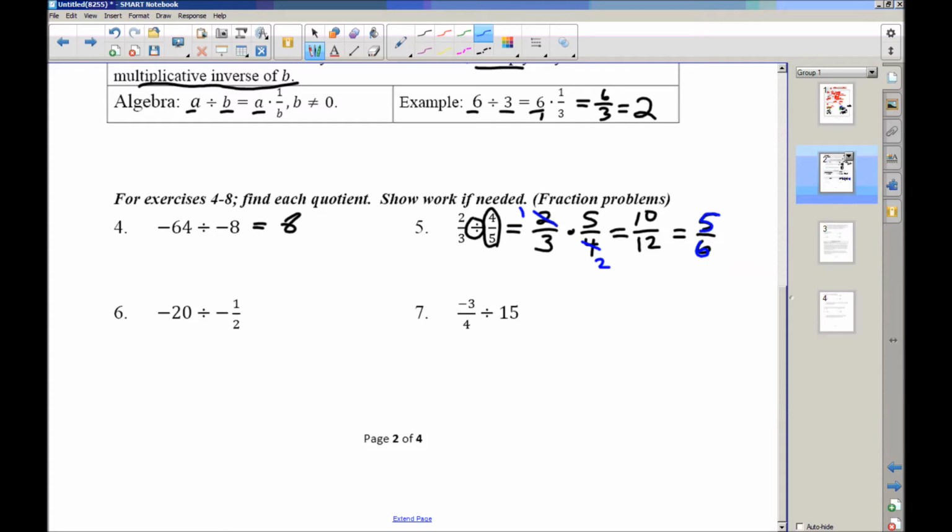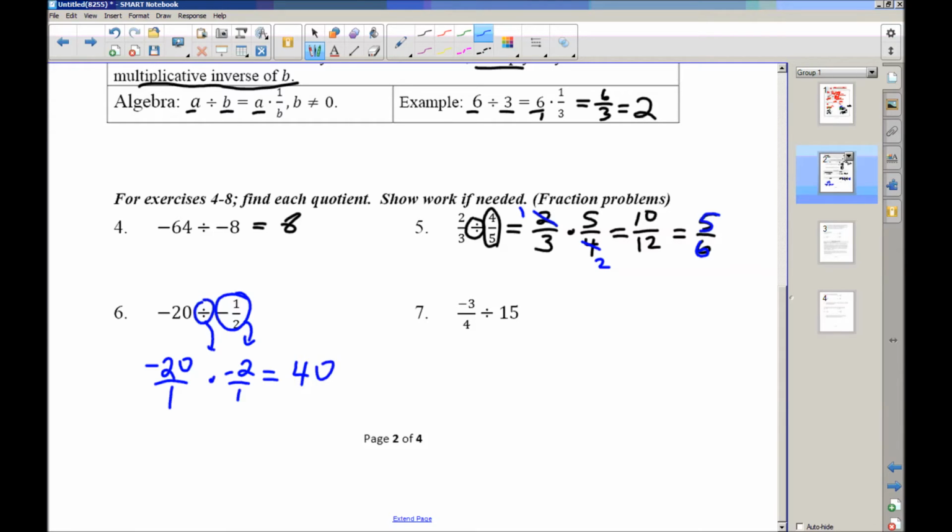So you can just multiply and then reduce, or you can reduce and then multiply out the final answer. Okay? All right, so number 6, this is negative 20. I'll go ahead and put it over 1 times, changing divide to times. And then I got to change negative 1/2 to its reciprocal, or its multiplicative inverse. Remember, same word. And then I multiply them together. Okay, there's only ones on the bottom, so this actually just turns into 40.